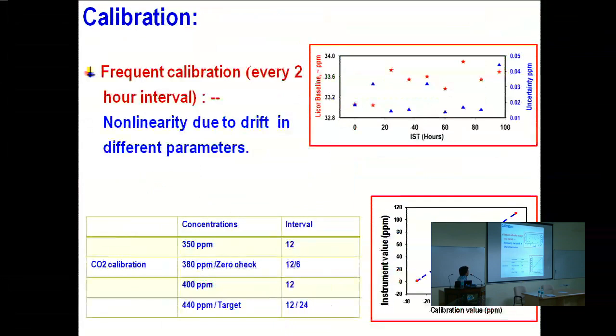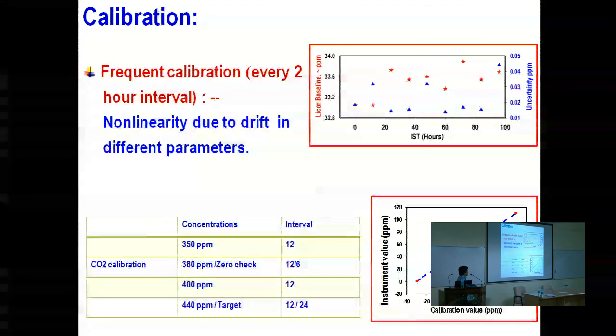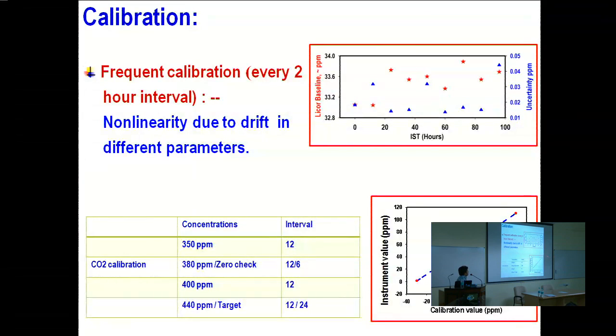So this is our lab calibration of that NDIR system. It needs calibration every 2 hours. So for making accurate measurements, we need to calibrate our instrument within every 4 hours with those cylinders: 350 ppm, 380 ppm, 400 ppm, and 440 ppm. This is the stability check of the instrument. So this technique is very costly and has human influence. We need to continuously check all these parameters and values. So it's very tough and very tricky.